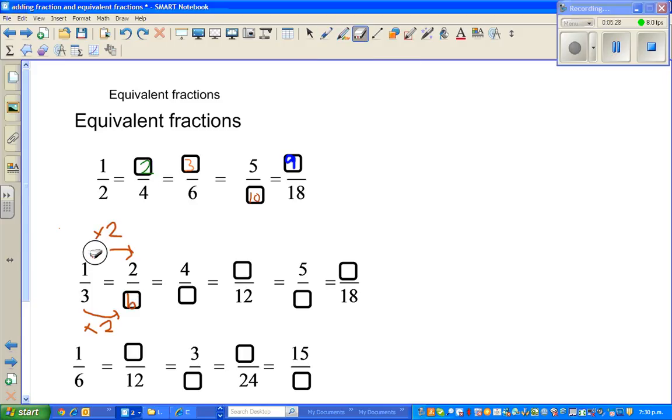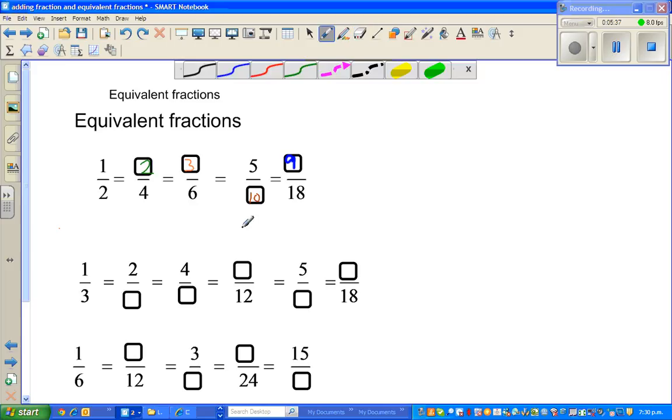Let me erase this. My 6 looks like a B. Let me write it properly. So this is 2/6.